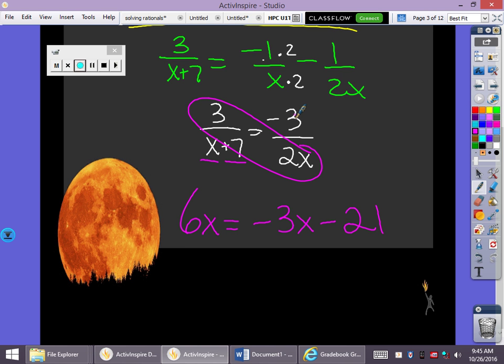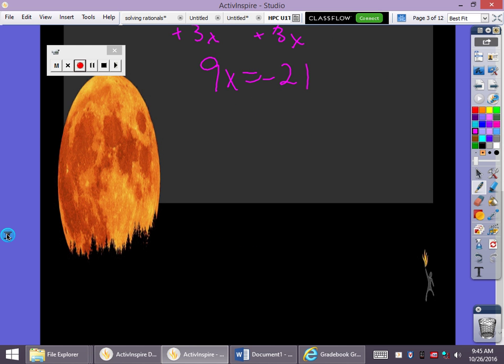Combine, okay. Add the 3x. Boom, boom. So now I get 9x equals negative 21. Okay, keep going. X equals negative 21 over 9, which reduces to negative 7 over 3. I would accept either of them.